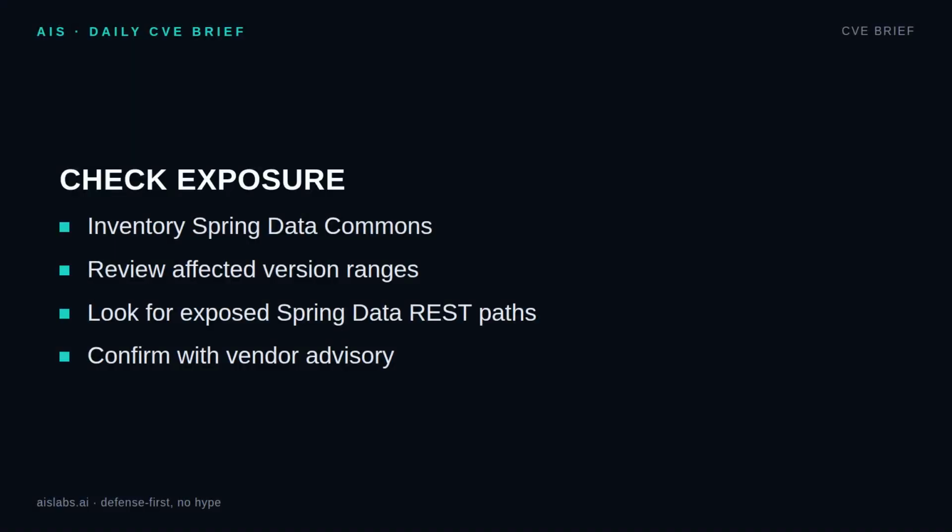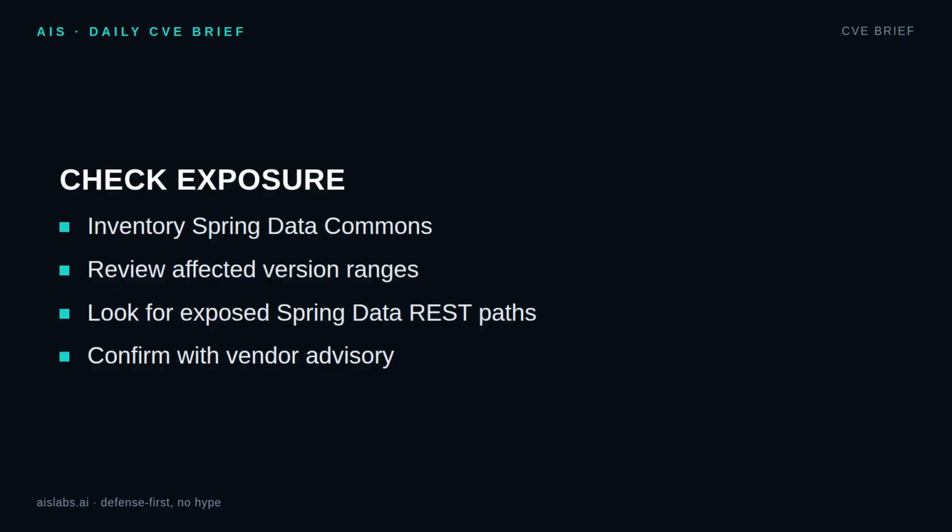To check whether you are affected, start with application inventory. Identify applications that include Spring Data Commons, including packaged applications, internally developed services, and third-party products that may bundle the component. The NVD description names affected areas as versions prior to 1.13 to 1.13.10, 2.0 to 2.0.5, and older unsupported versions. For exact applicability, confirm against the vendor advisory and your software bill of materials, because dependency trees can be indirect and runtime packaging can differ from what a source repository suggests.